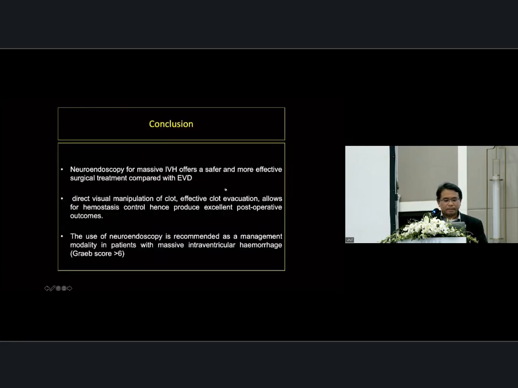So in summary, neuroendoscopy for massive IVH offers a safe and more effective surgical treatment compared to EVD in our series. It allows direct visual manipulation of the clot, effective clot evacuation, and hemostasis control, hence produces excellent postoperative outcome. So the use of the endoscope in our setting is recommended as a management modality for patients with massive IVH with GRAEB score more than 6. But again, we have to look at other factors too, patient age, and the GCS on admission. So that ends my first presentation.